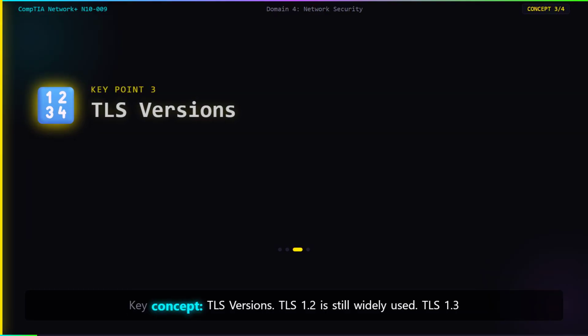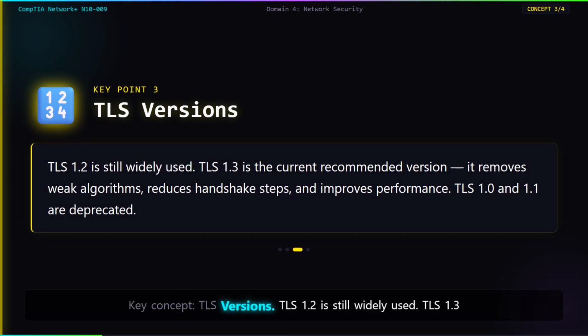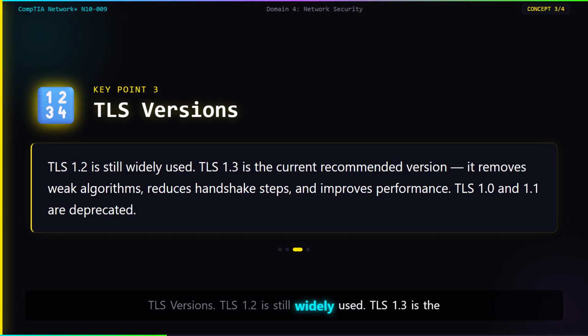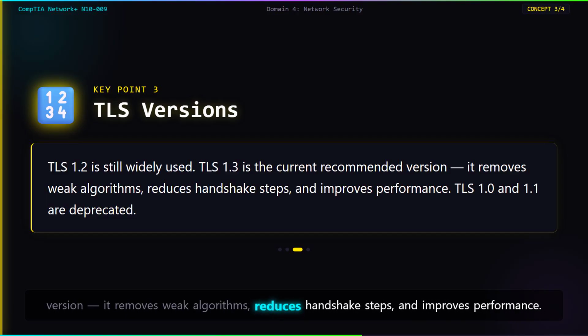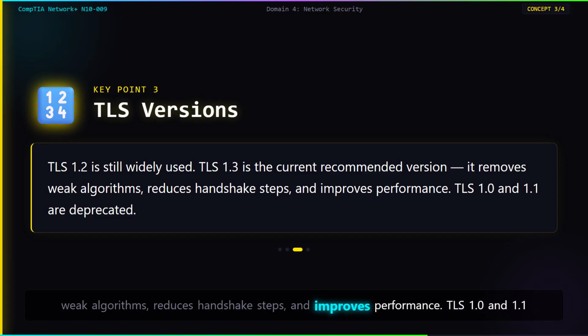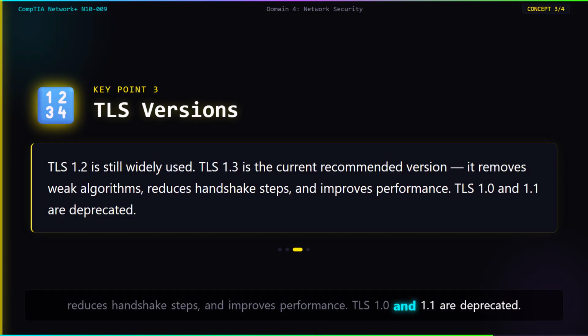Key concept: TLS Versions. TLS 1.2 is still widely used. TLS 1.3 is the current recommended version. It removes weak algorithms, reduces handshake steps, and improves performance. TLS 1.0 and 1.1 are deprecated.